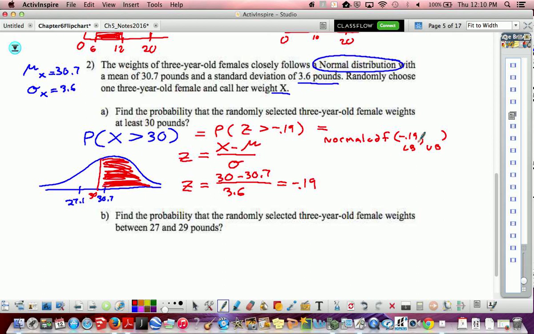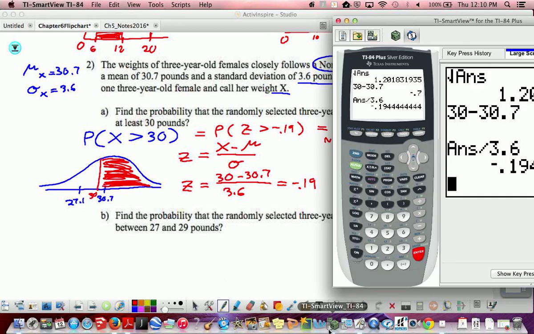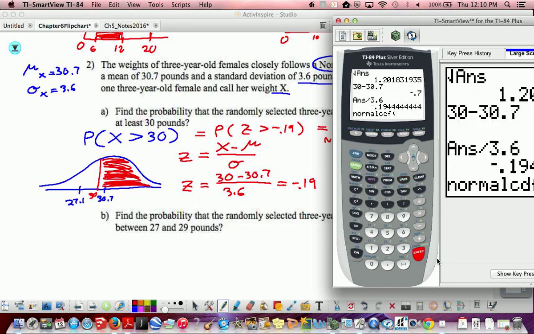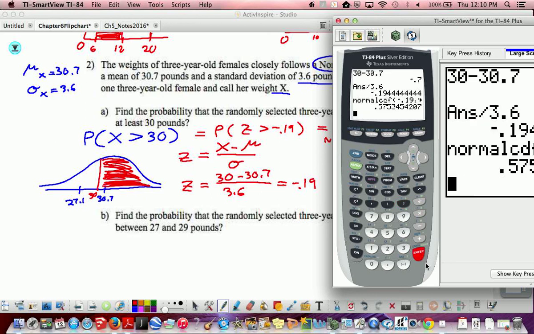How far does it go? Is it like 99? Yeah, you do a bunch of 9s to represent positive infinity. So 99 will probably be enough. Now on my calculator, second vars, number 2. Negative 0.19 to 999, or however many 9s you want. It's going to give you your probability, 0.5753.